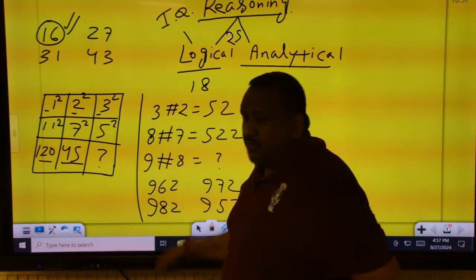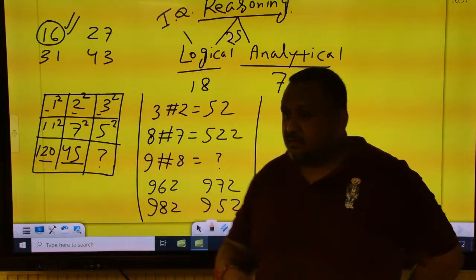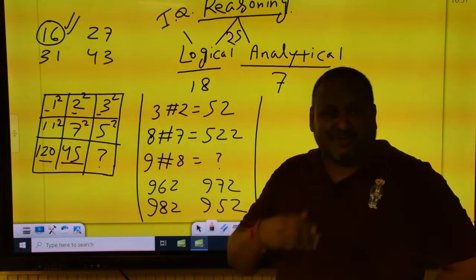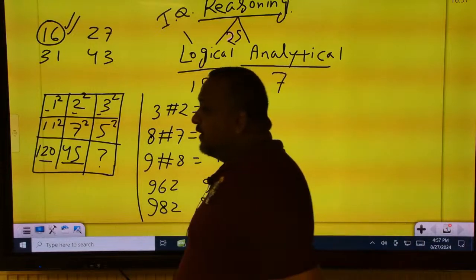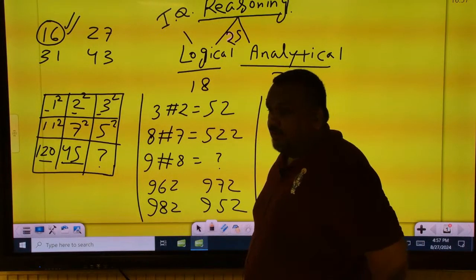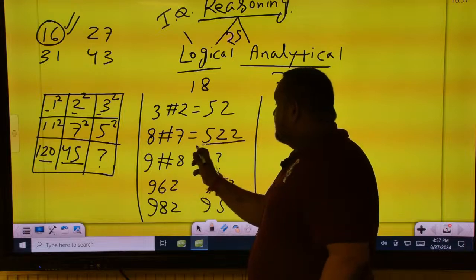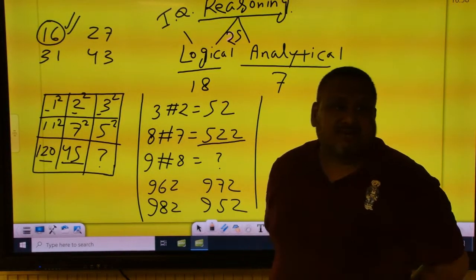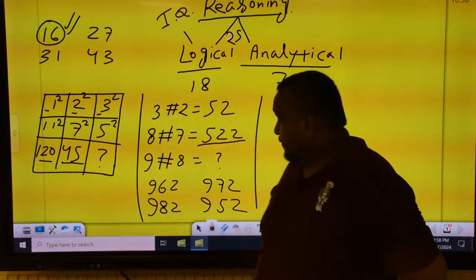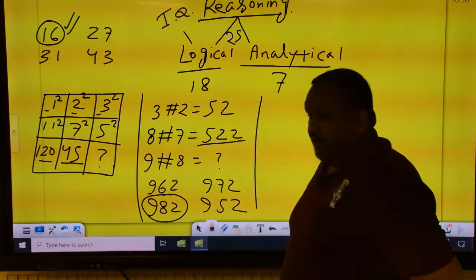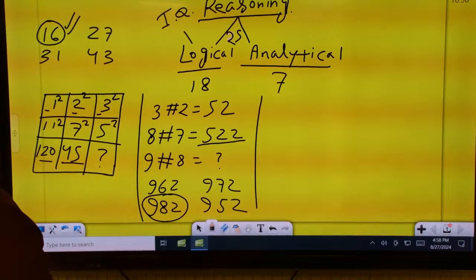Please add these two. 3 plus 2, 5. Square of 5, 25. Reverse, 52. This is called reasoning. It's all about the IQ test. 8 plus 7, 15. Square of 15, 225. Reverse, 522. So 9 plus 8, 17. Square of 17, 289. Reverse, 982. Done. What is the score of the class in moderate?